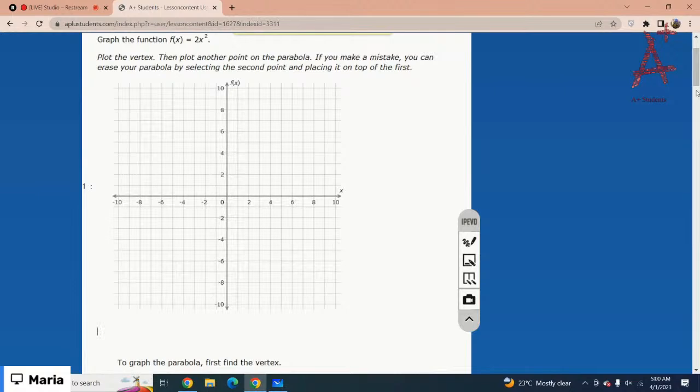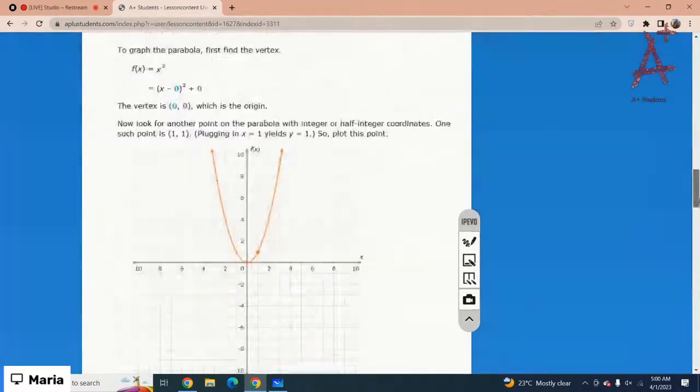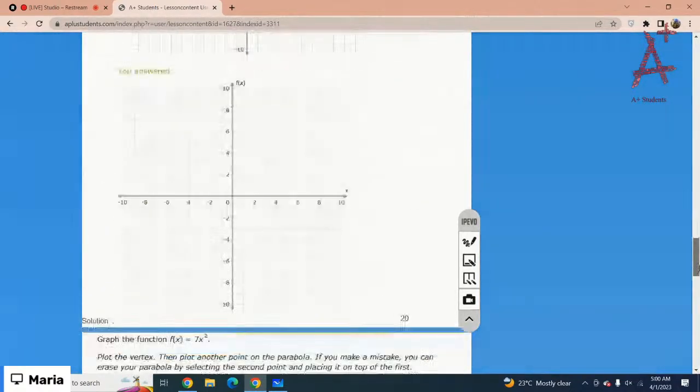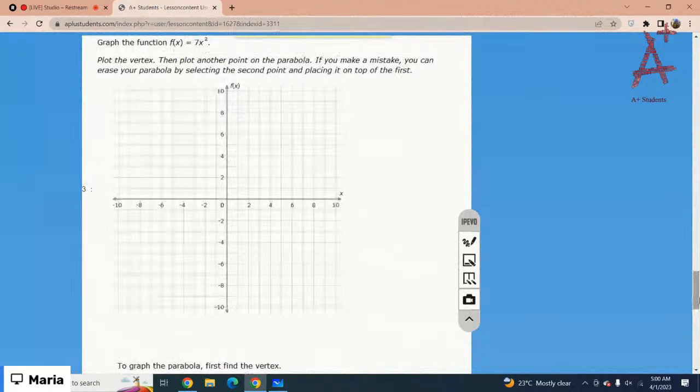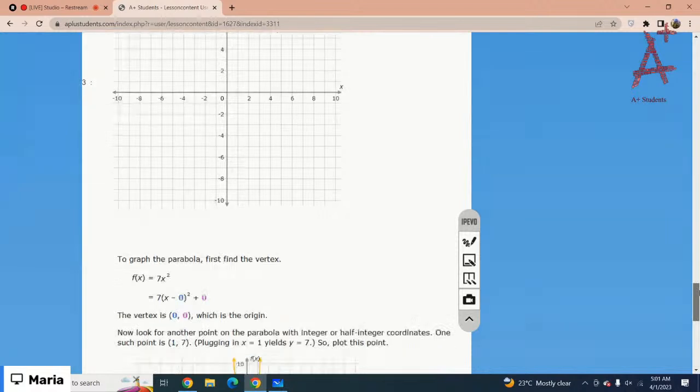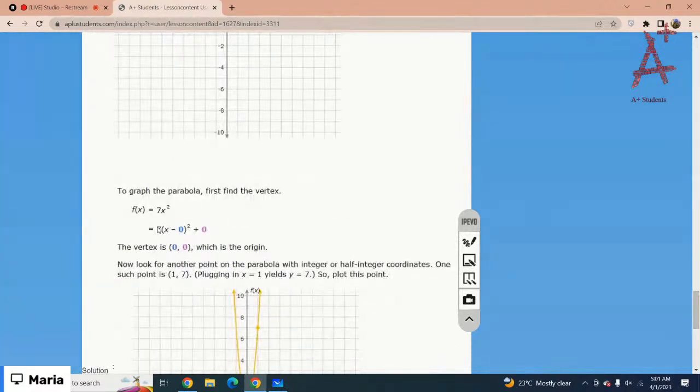Okay, let's just see the next example, because I think this lesson doesn't have any test questions. The next one is: graph the function f of x equals 7x squared. So you just rewrite the equation in the vertex form. Then you can find the vertex, in this case again 0 and 0. Got it? f of x equals 7 times (x minus 0) whole squared plus 0. That means the vertex is 0.